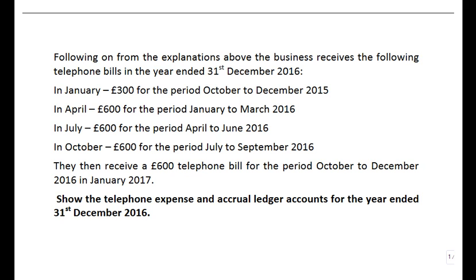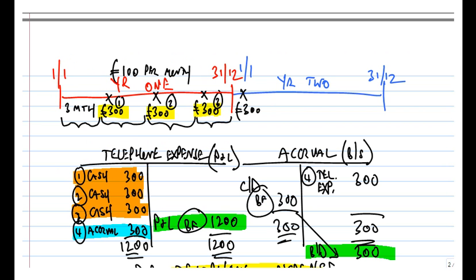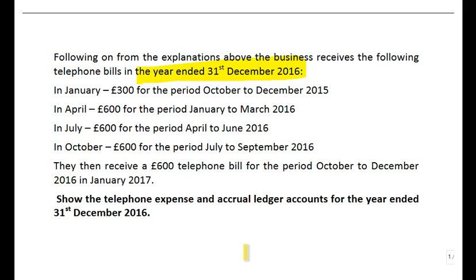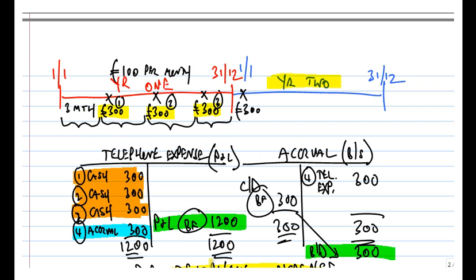Well, what if we now move forward into year 2? So year 2 is our year ended 31st of December 2016. This is now the second year on our timeline. Now, in January, we already kind of know about this because we've already been talking about what was happening at the end of year 1. The last quarter's bill, for October, November, December, we didn't receive till January. So we already know about that £300 bill coming through, 3 months at £100 per month. That's already on our timeline, if you remember.